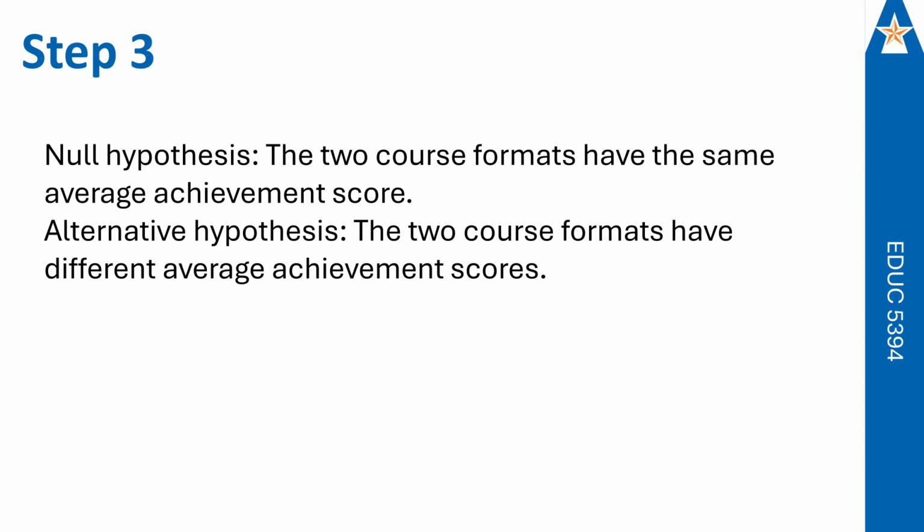The hypothesis describes the possible relationship between course format and the students' average achievement scores at the population level. The null hypothesis states that students in the two course formats have the same mean achievement score. The alternative hypothesis states that the two course formats have different mean achievement scores. The statistical analysis will determine whether we reject the null hypothesis. We will continue on the next slide.